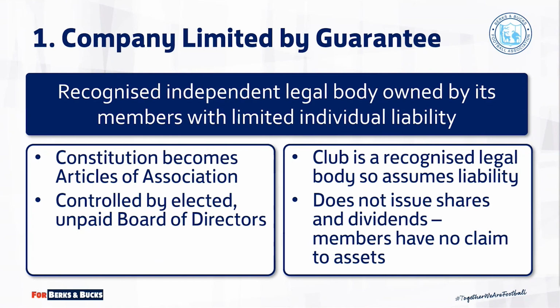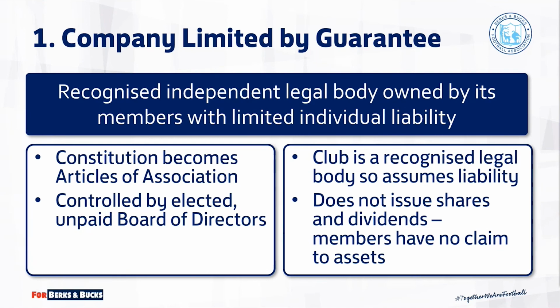When I say that they are limited, that means that they are registered with Companies House and become a full legal entity within their own right. So a company limited by guarantee is an independent legal body. It is owned by its members, and each of those members then has limited individual liability. From a technical point of view, what was the constitution now becomes Articles of Association, and your management committee effectively become an elected but unpaid board of directors.